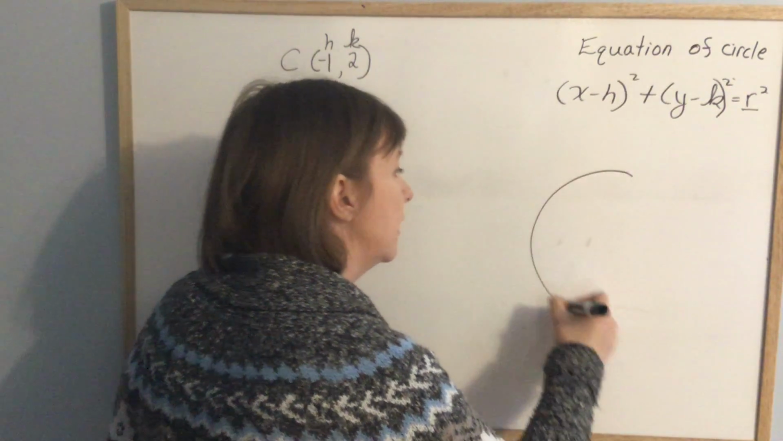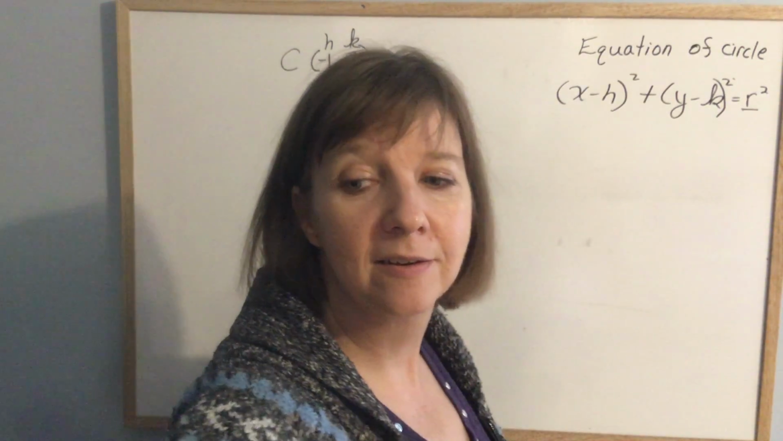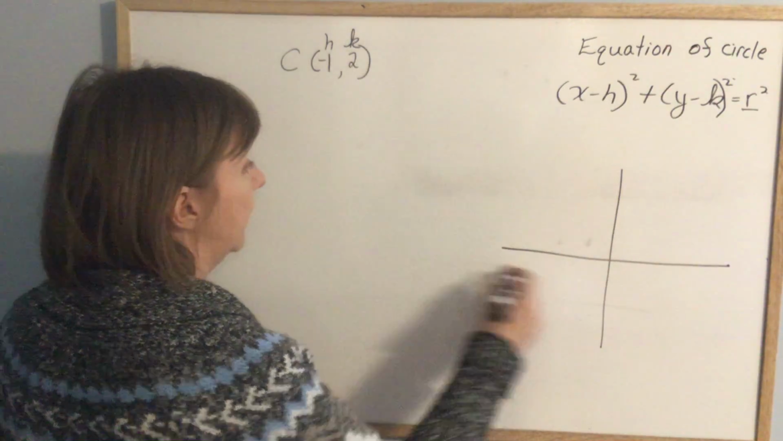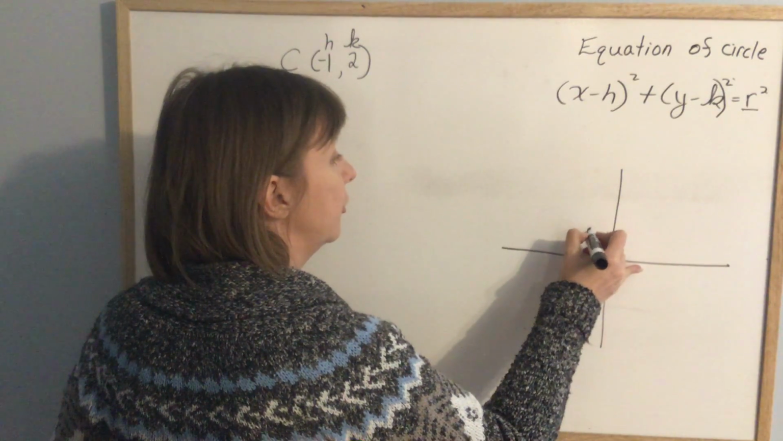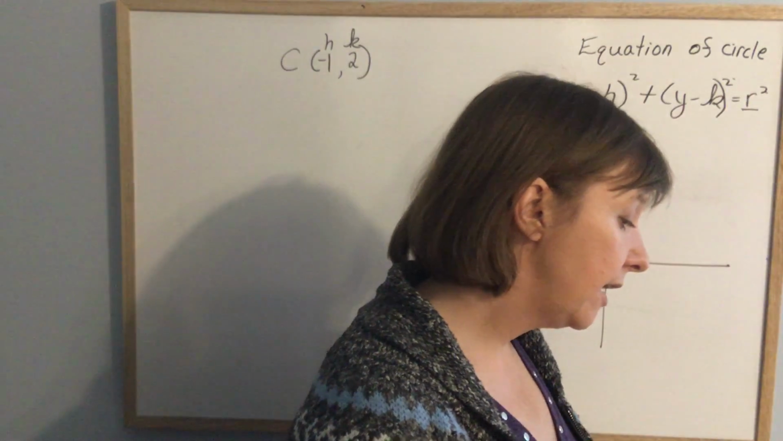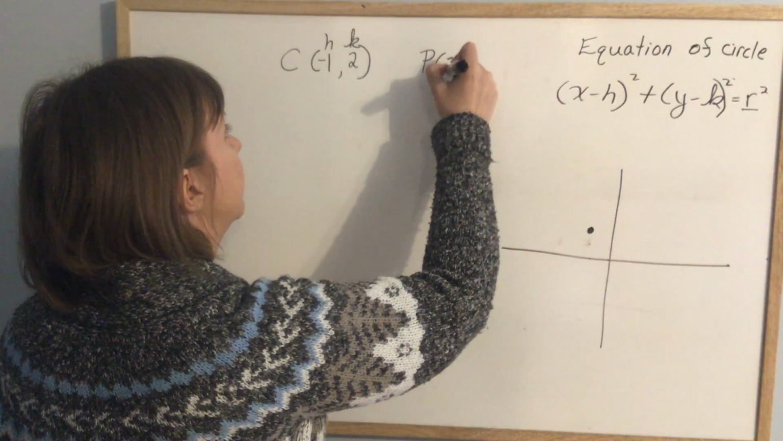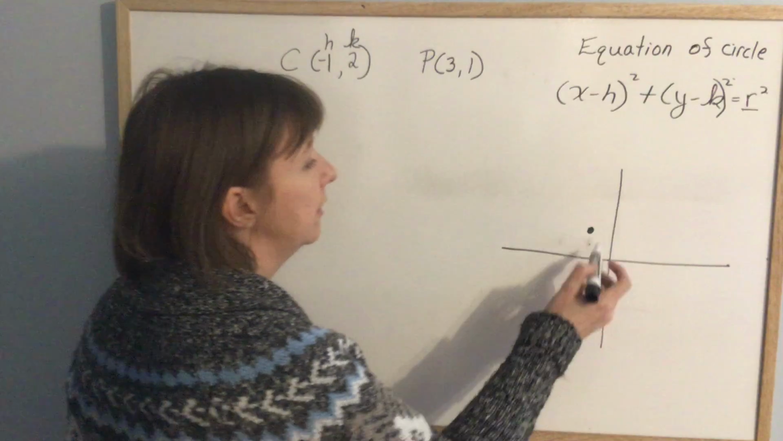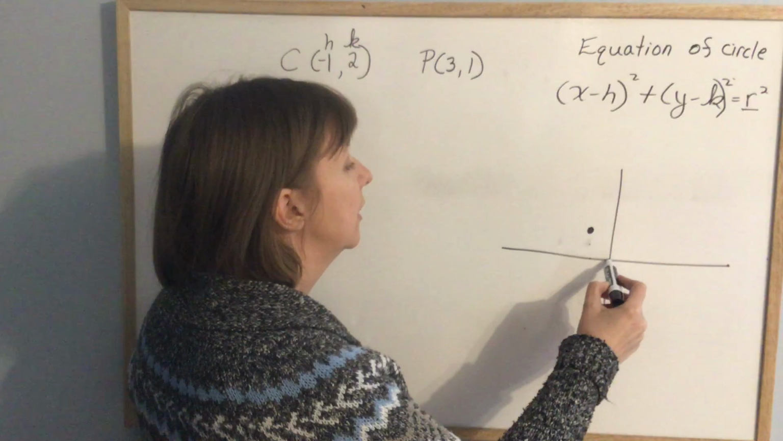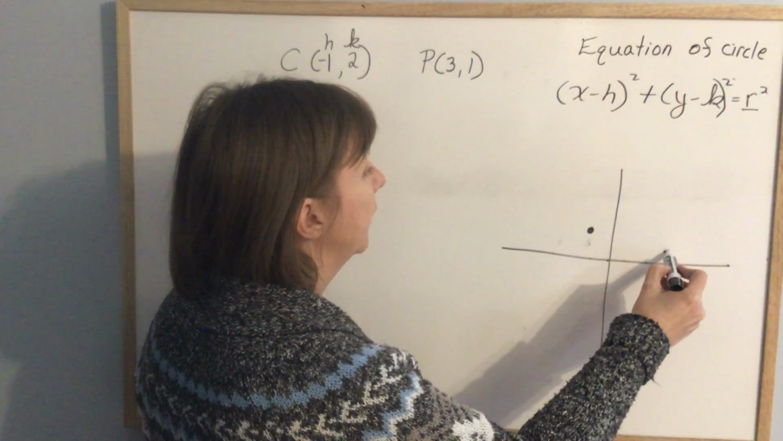Again, if I was drawing it, my center would be at negative 1 and 2. That would be my center. Now here's where it gets a little different. And they say the circle passes through the point of 3 and 1. What they really mean is if that's the center, one of the points along the edge of the circle is 3 and 1.